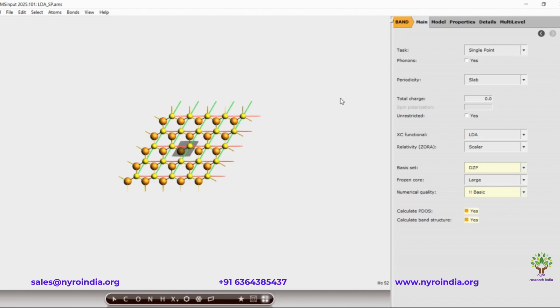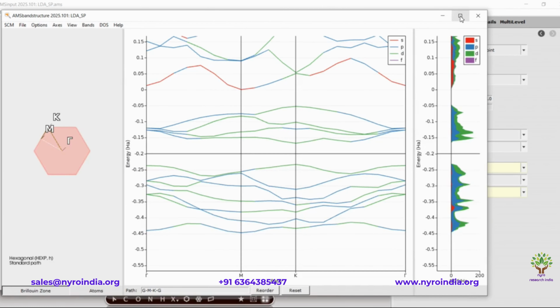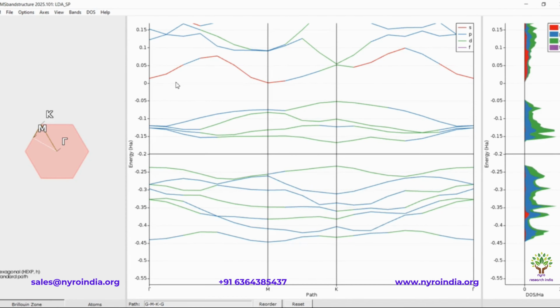You can see how we can do the setup for calculating a single point energy task in the BAND engine. Obviously from this GUI, you can see the setups, how to calculate the periodic density of states and band structure, and as a result, after the calculation, we will get the band structure like this. In the next video, I will brief you on what exactly the band structure is and how we can do the calculation analysis of a single point energy calculation using the BAND engine.